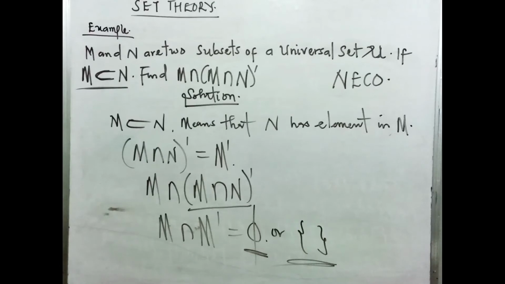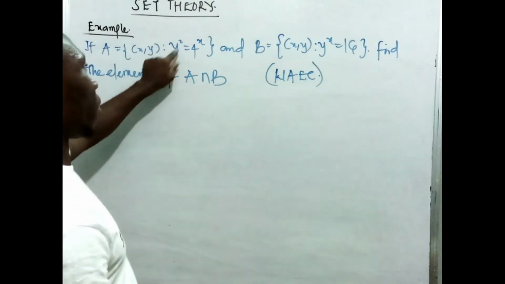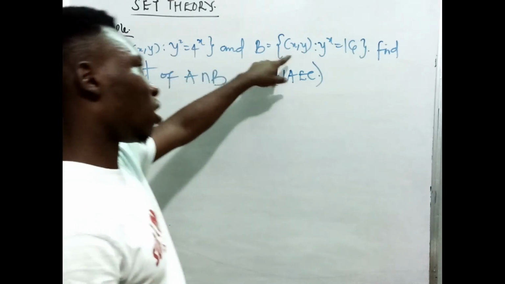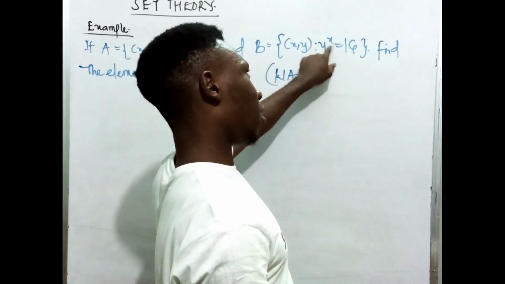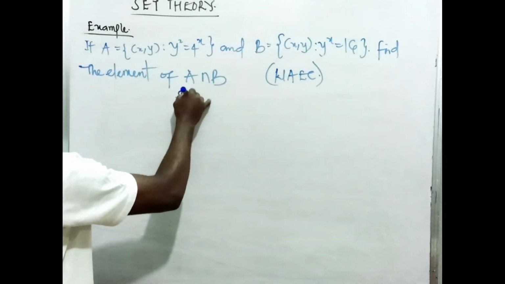Yeah. Now look at this question from work. I'd like us to attempt it. We're going to say that A is equal to {(x, y) such that y squared is equal to 4 raised to power x}, and B is equal to {(x, y) such that y raised to power x is equal to 16}. Find the elements of A intersection B. So this is the solution.